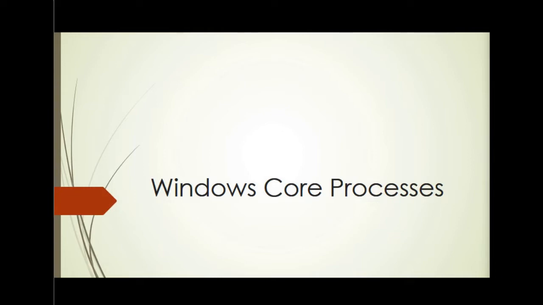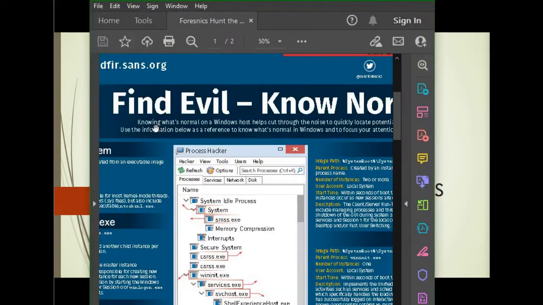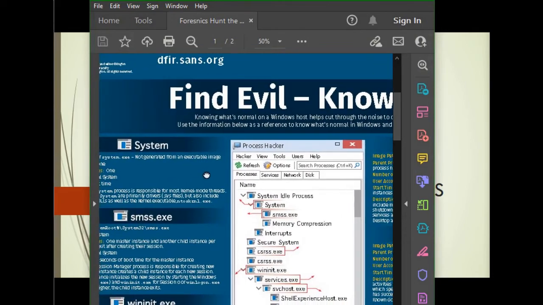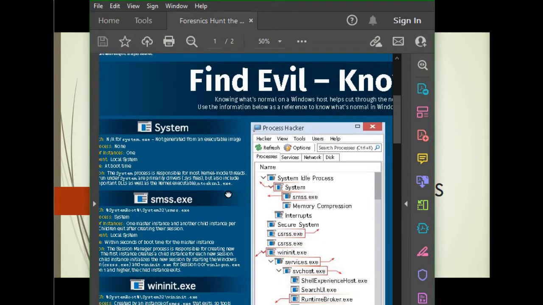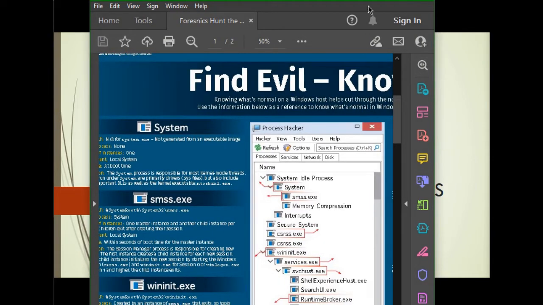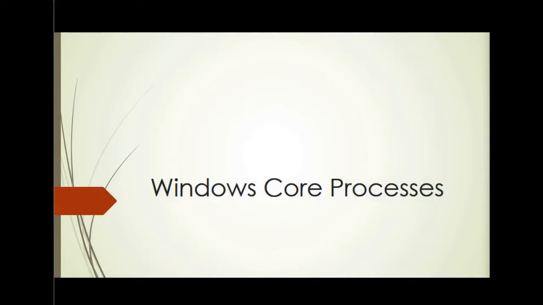Before we start, I would recommend you download this free SANS DFIR poster, which is named Find Evil, Know Normal. Let me drag it to the screen first. This is the crux of this video and will come in handy in remembering the normal behavior of Windows processes. I have shared its link in the video description below and you can quickly go and download it from there. Having said that, let's get started.